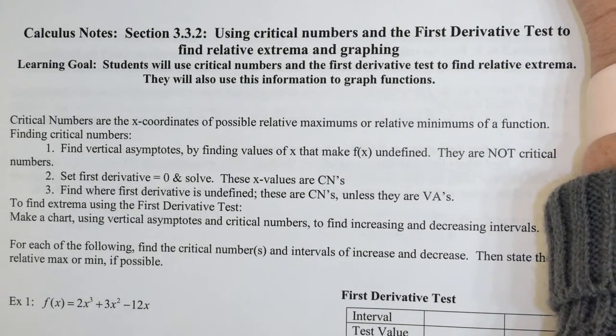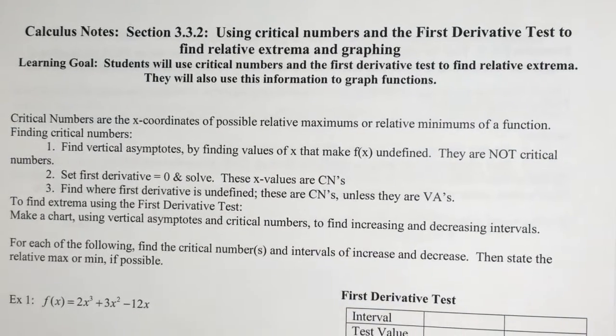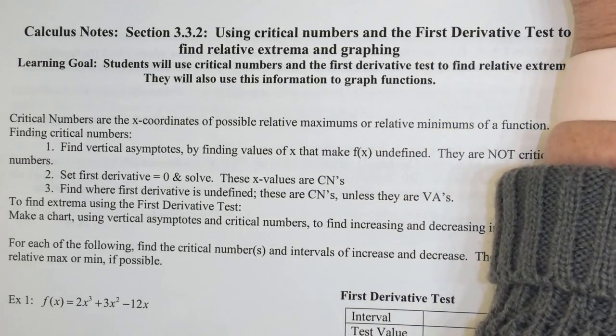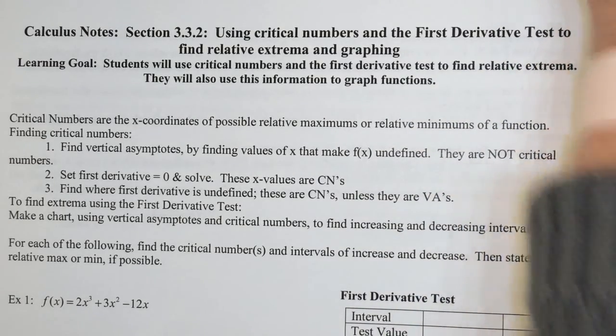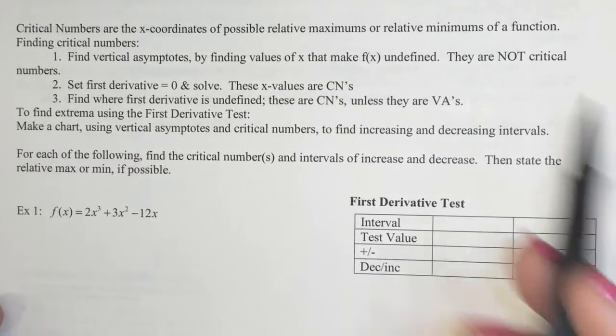Hi everybody, today we are looking at section 3.32. This is going to be about using critical numbers and the first derivative test to find relative extrema, and we're also going to look at how to use that test and everything we find out to be able to graph. Our goal is to be able to graph without the graphing calculator, but we will use the calculator to check.